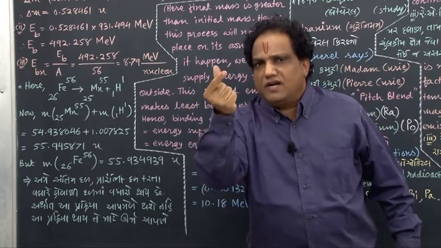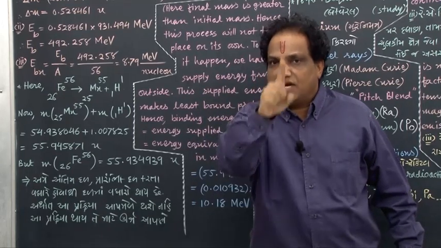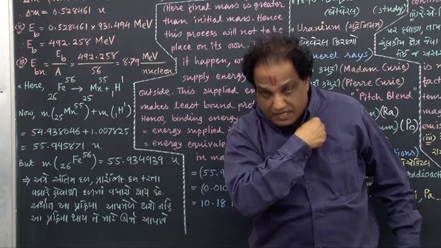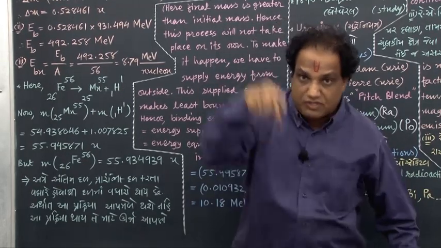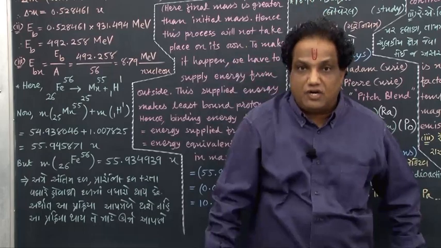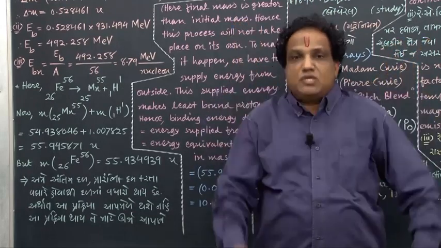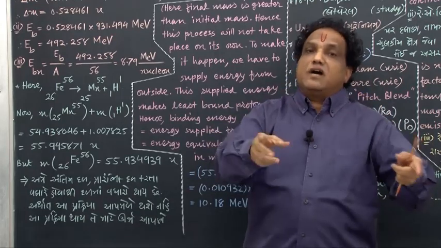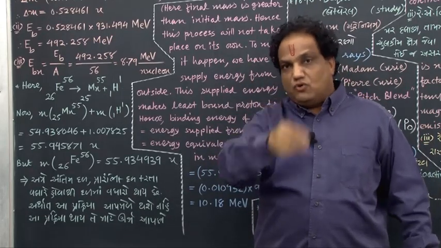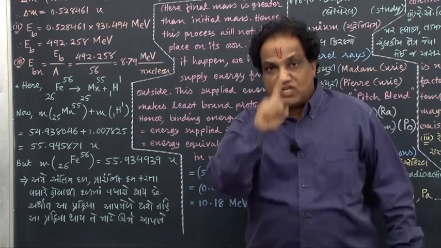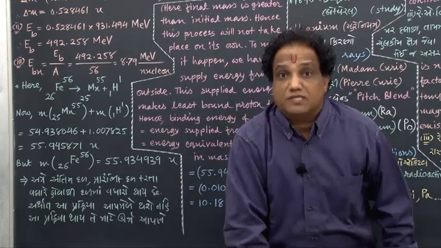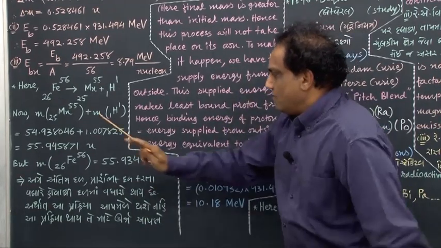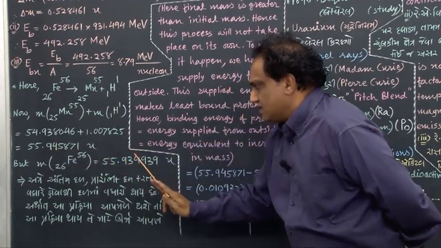Okay. Let us find out now the binding energy of that liberated proton. It is nothing but the energy which we have supplied. But whatever energy we have supplied is ultimately converted into increase in mass. So, we should find out the energy equivalent to the increase in mass. So, first of all, let us find out the increase in mass. Increase in mass means what? Bigger mass minus smaller mass. Bigger mass is this, smaller mass is this.